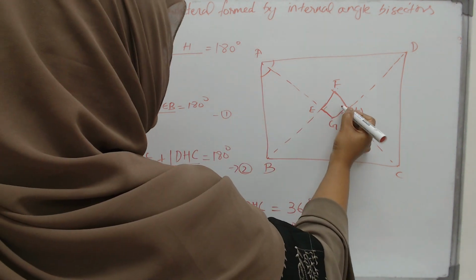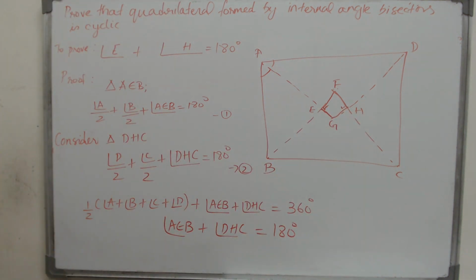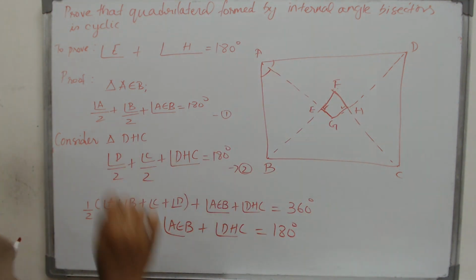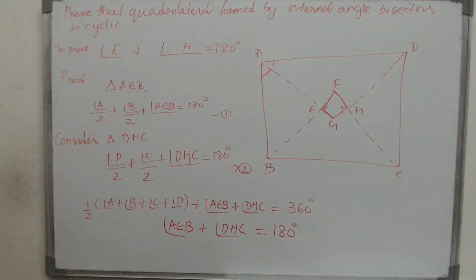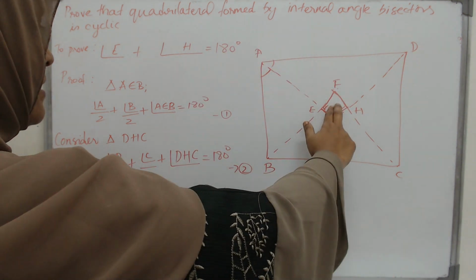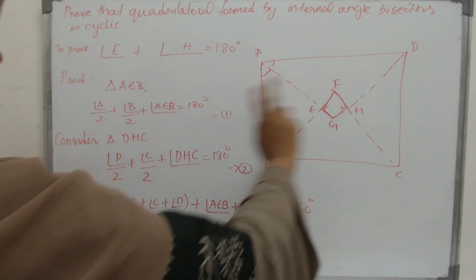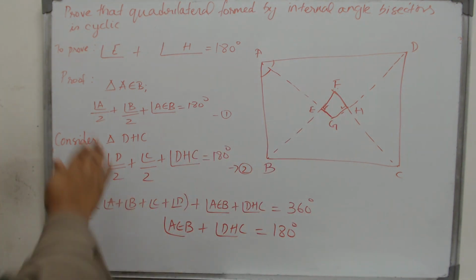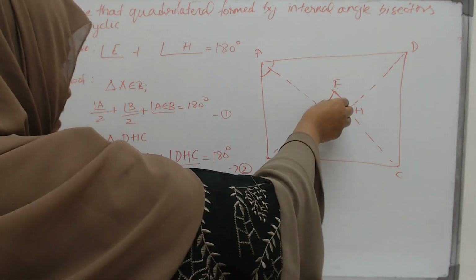Prove this angle plus this angle is equal to 180. That is enough. Why? Because in a quadrilateral, all four angles added will give you 360. If just this is 180, the other two will automatically also become 180. So just take these two angles and prove that they are 180. And how are you going to do that? There is absolutely no way that you can prove anything about what is inside.